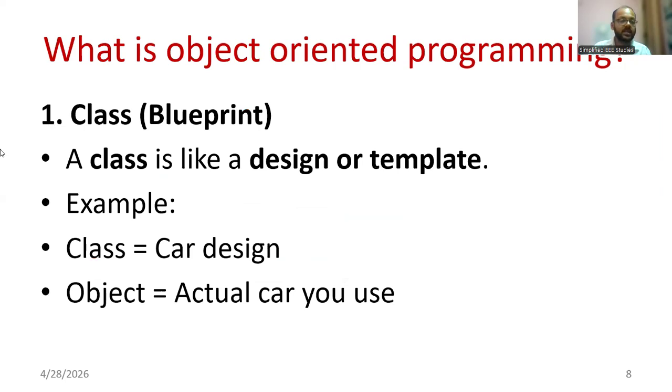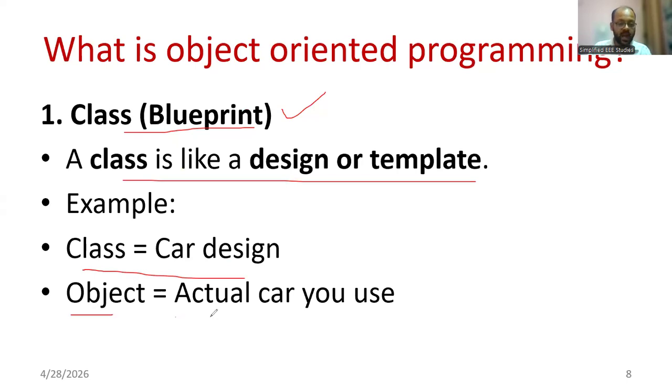So let us understand the brief elements of object-oriented programming. First one is called a class. Class is known as a blueprint. Class is a design or template. For example, car design is the class. Similarly, the object is the actual car you are going to use. From the template only, we are deriving the object. Class and object is important. Object is derived from the class. That concept you have to remember.